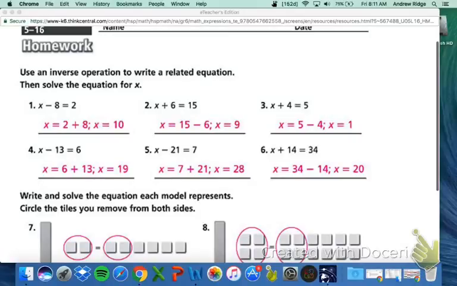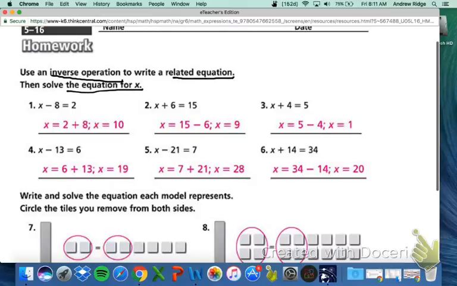Okay, this is 5-16. The homework, we're using inverse operations to write related equations, and then we're solving them for x. So we have x minus 8 equals 2. To use an inverse operation, we add 8 to 2, right? Doing the exact opposite of what is above, and thus solving x for equaling 10.